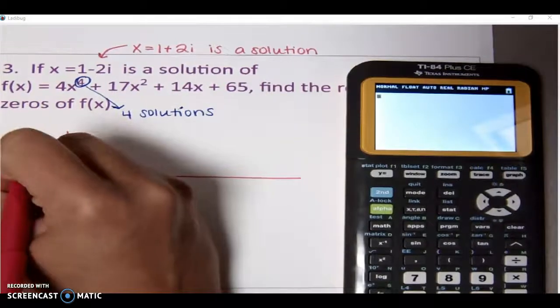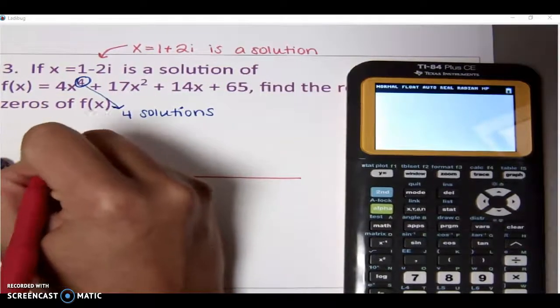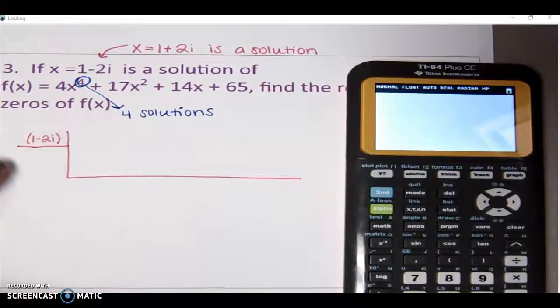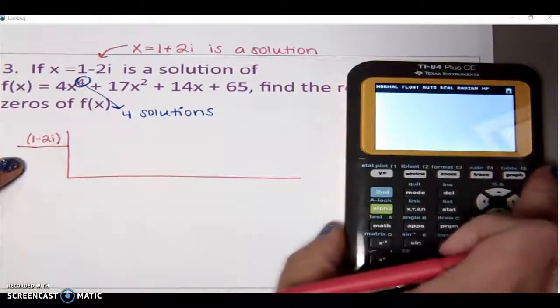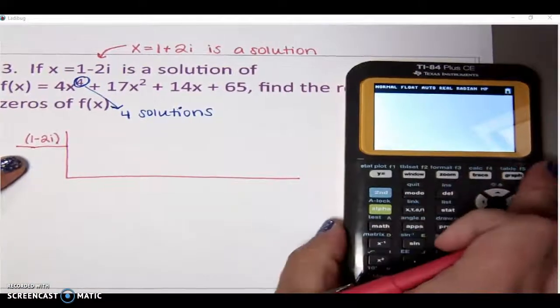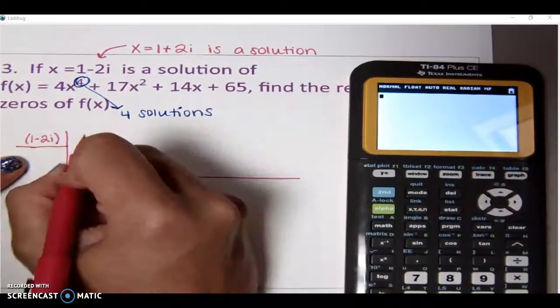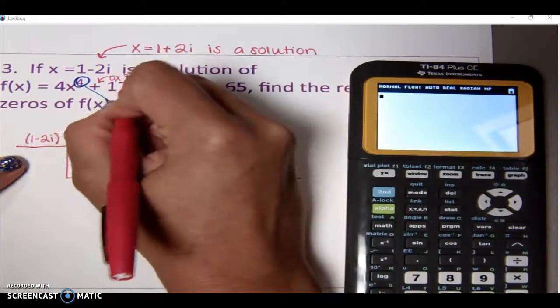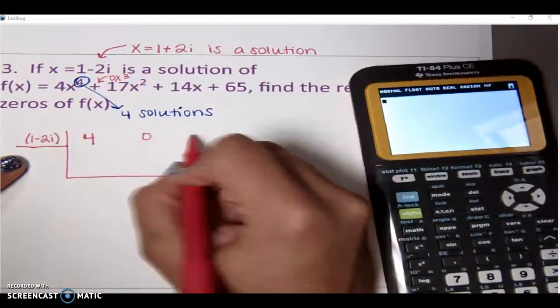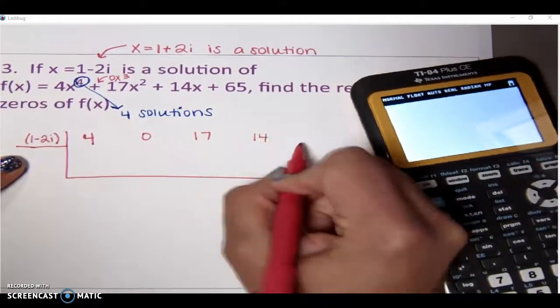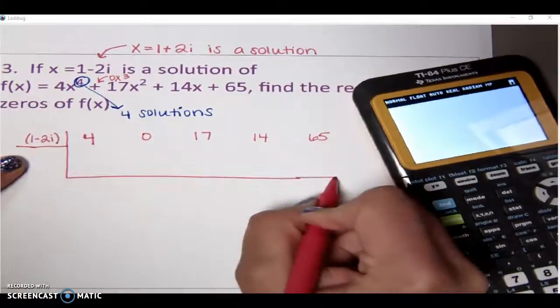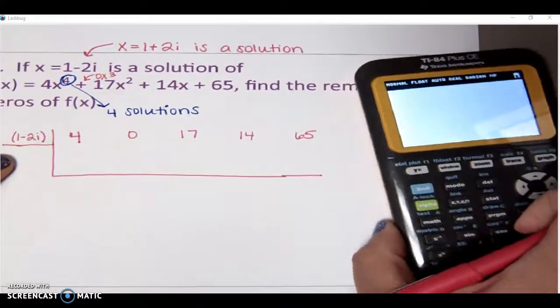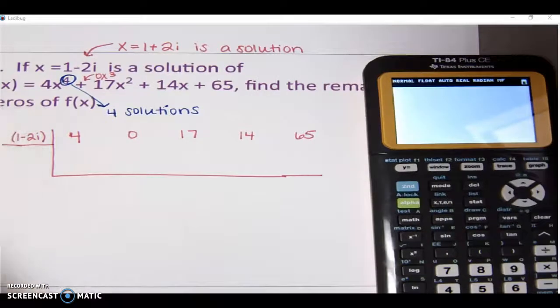So I'm going to put my 1 minus 2i, and if you see, I put it in parentheses here because that's what we're doing in the calculator, on the ledge, because that's the solution, and then I'm going to write out my other things. Now, if you notice, we are missing x cubed here, so make sure we put that 0 in. And save yourself some room.